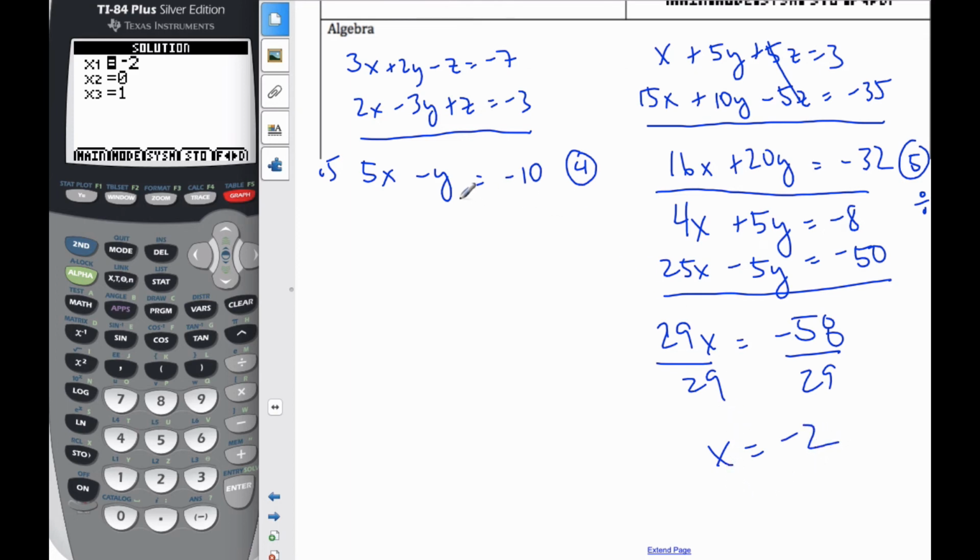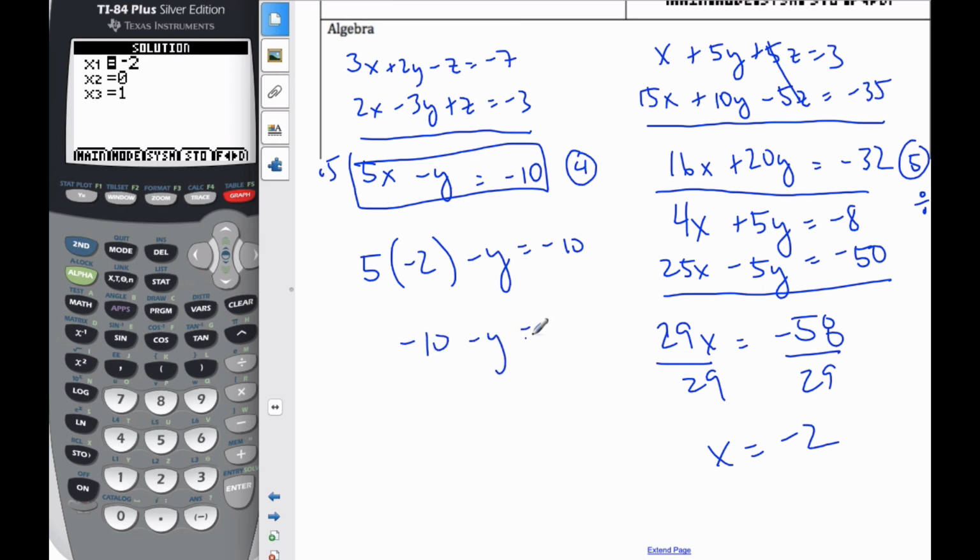Then I go backwards to try and find the other ones. I can use either equation 4 or equation 5. I'm going to use 4. So it's 5x minus y is equal to negative 10. I plug in the x: negative 10 minus y is equal to negative 10. Minus y is equal to, subtract this over, I get 0. y is equal to 0.